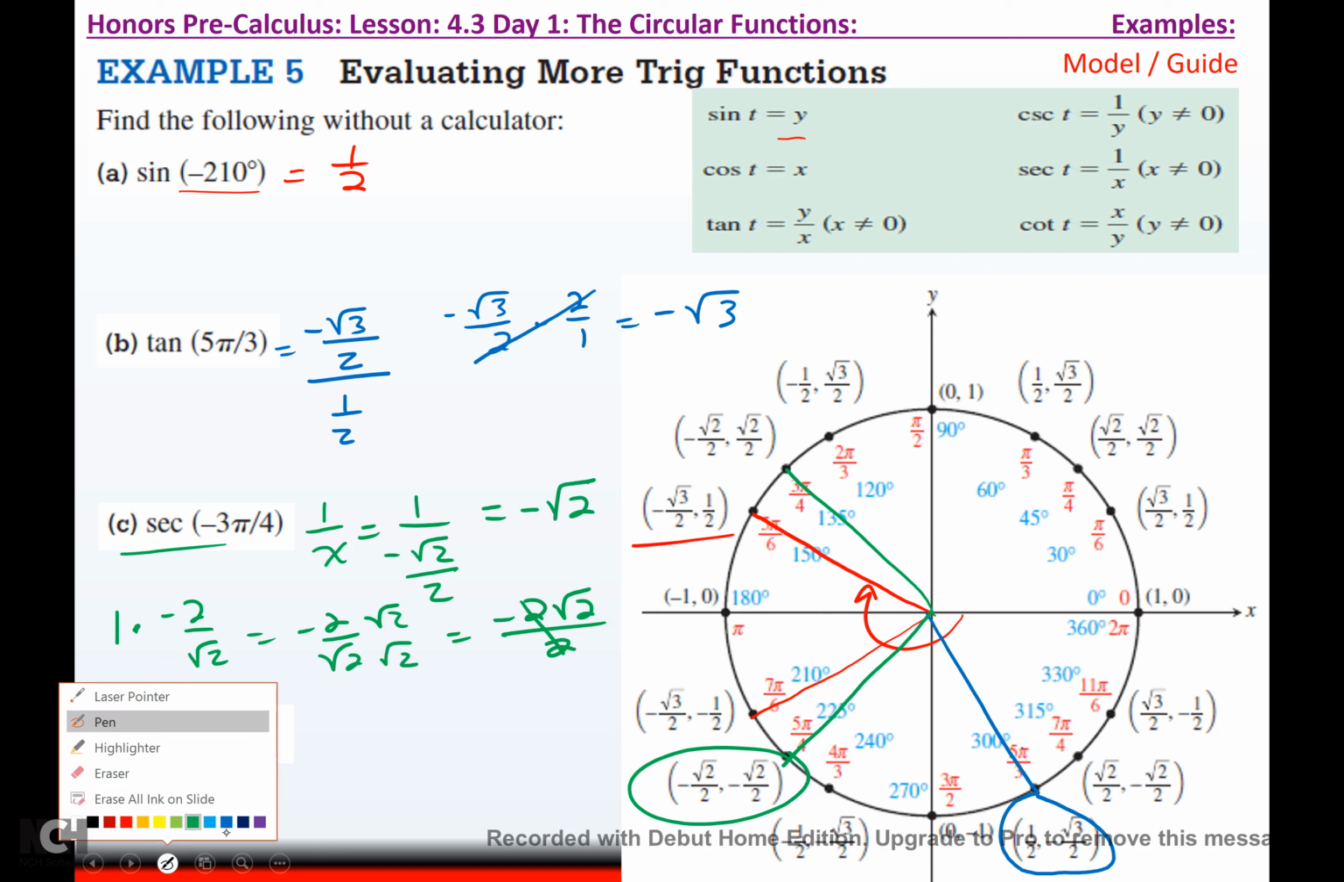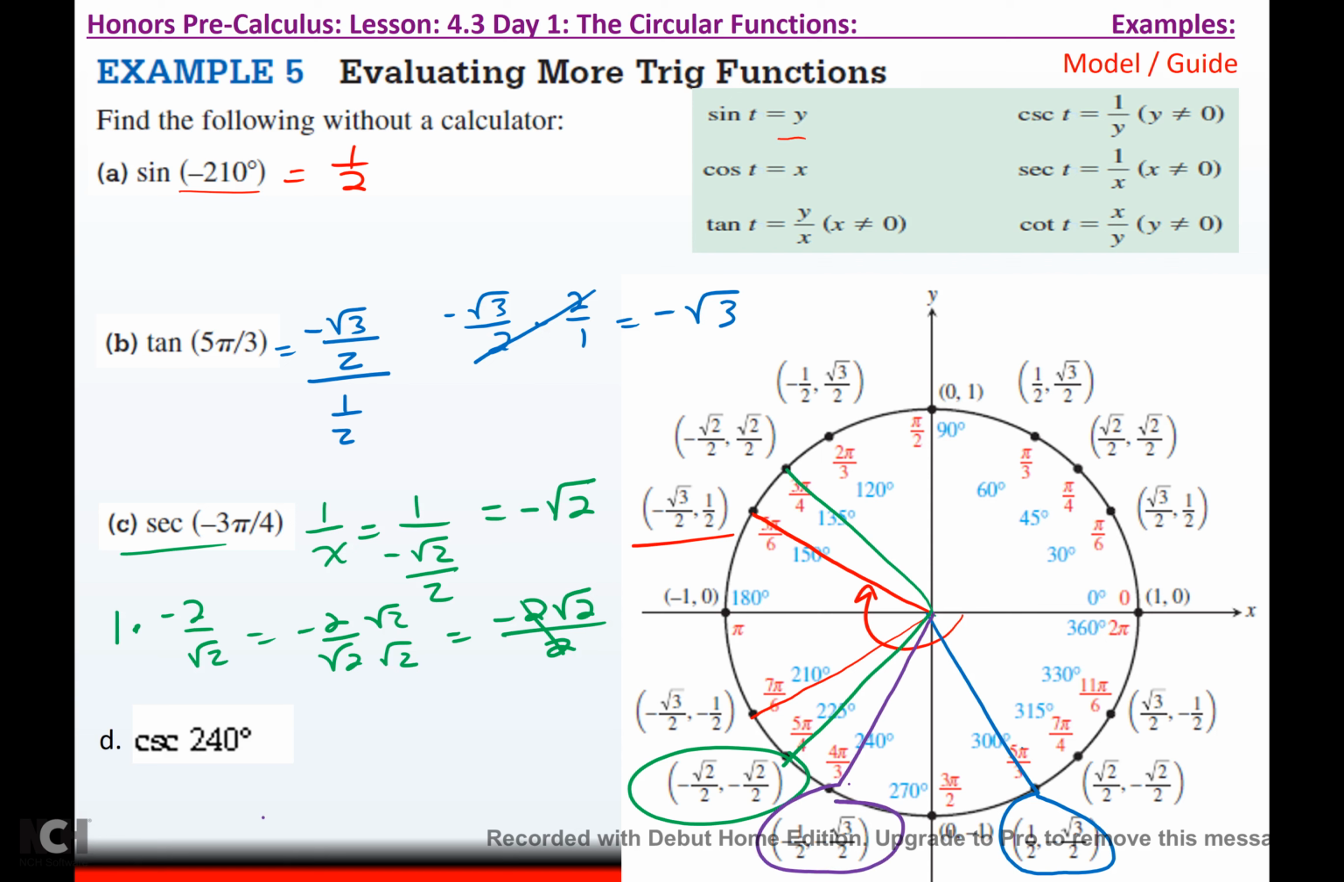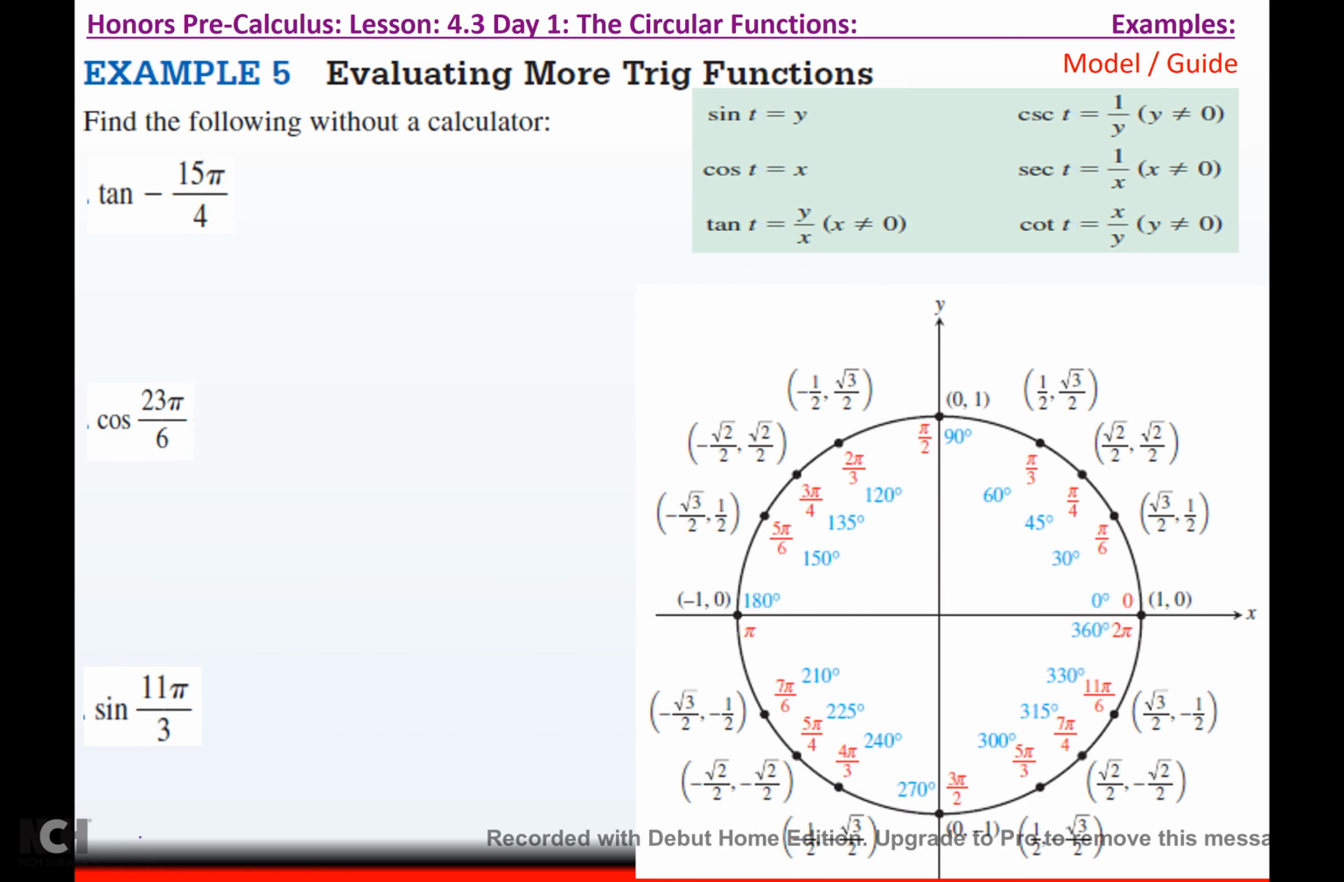Cosecant of 240. If I go to 240 degrees, that puts me right here with those coordinates. Cosecant is 1 over y, so that's going to be 1 over a negative square root of 3 over 2. Keep, change, flip, rationalize, I get negative 2 square roots of 3 over 3. Okay, so when you're in the unit circle, it's really simple because your radius is 1.